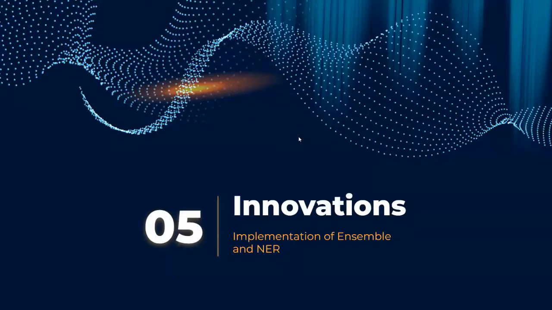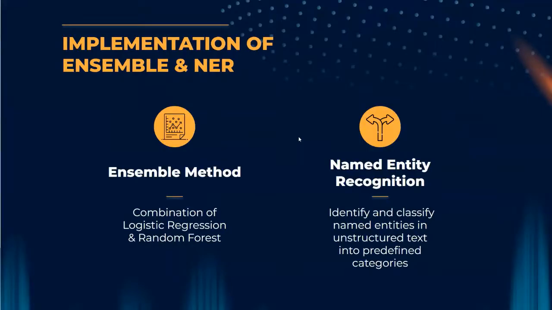Let's look at the innovations we implemented for our project. We implemented ensemble learning as well as named entity recognition. Ensemble learning improved the accuracy of logistic regression and random forest from 0.82 and 0.84 up to 0.85. Whereas named entity recognition was used to identify entities such as organizations, money, date, percentage, stock, and few other tags that we had used for our text corpus.